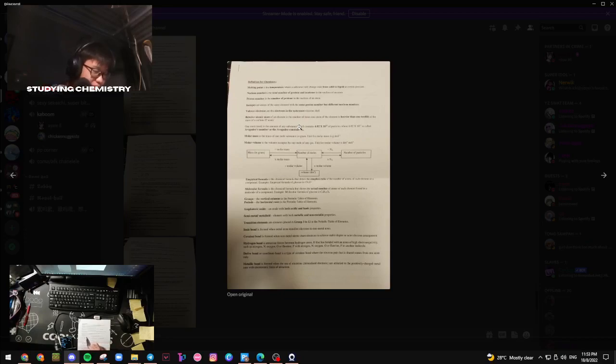Molar volume is the volume occupied by 1 mole of any gas. Unit for molar volume is dm cubed mole to the power -1.